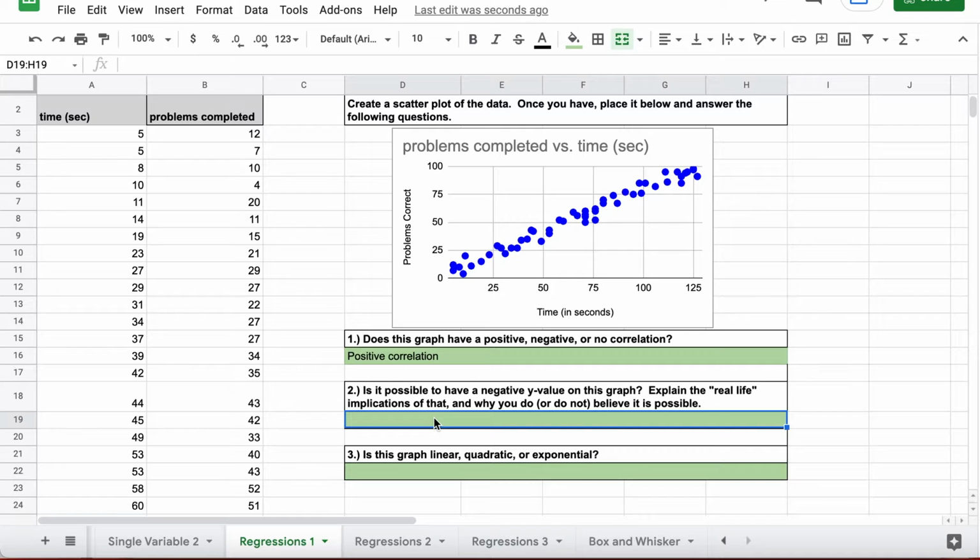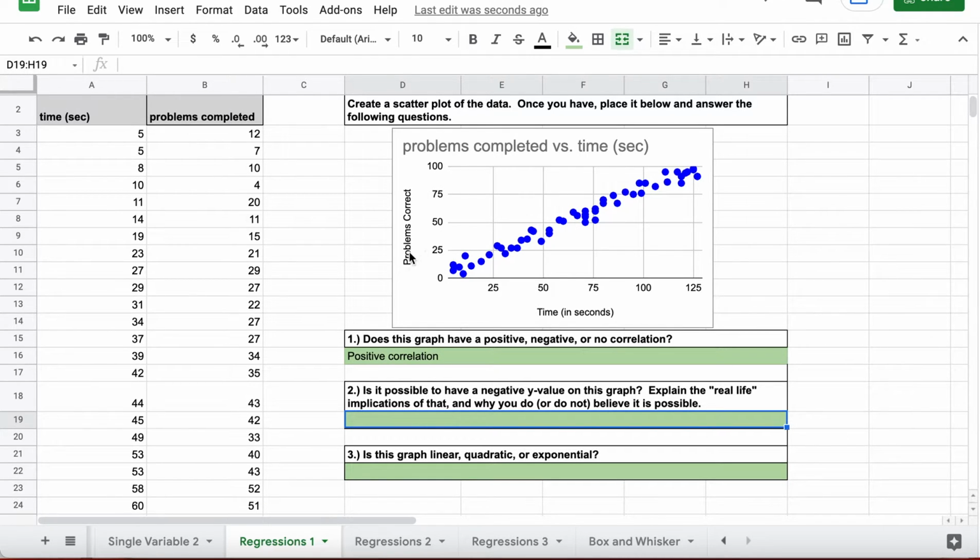The second question is always going to be for you to synthesize, what is this graph actually talking about? So it says, is it possible for us to have a negative y value on the graph? Explain the real-life implications of that and why you do or do not believe it's possible. So they're saying, is it possible for us to have a negative number on this side?